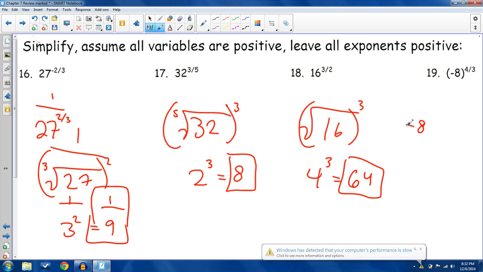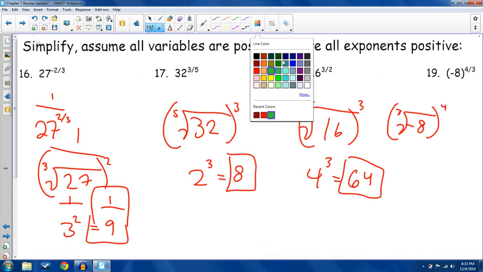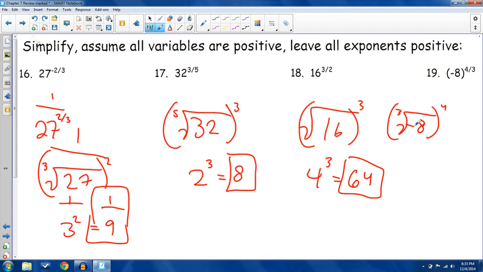So this is the cube root of -8, which you can do to the 4th power. Let's use a different color. I'm running into this other stuff. Cube root of -8 is -2. Now this -2 is wrapped in exponents. Negative doesn't sit on the outside. -2 to the 4th power is positive 16.